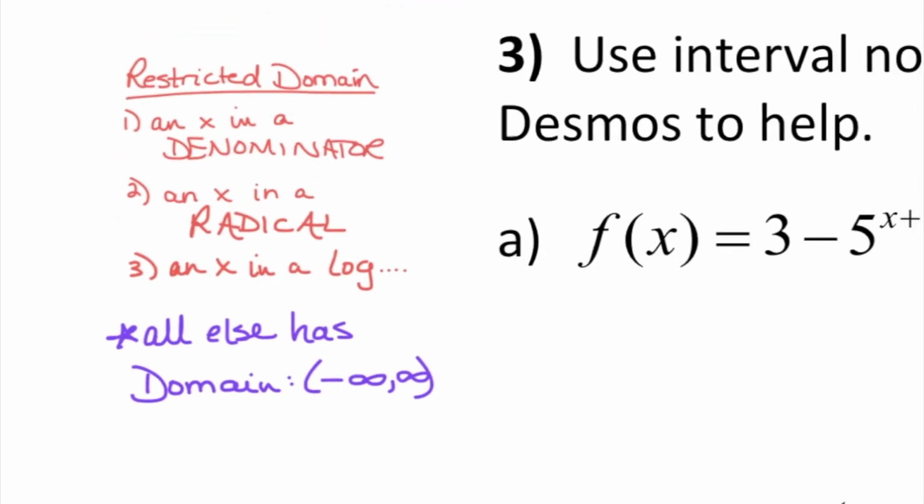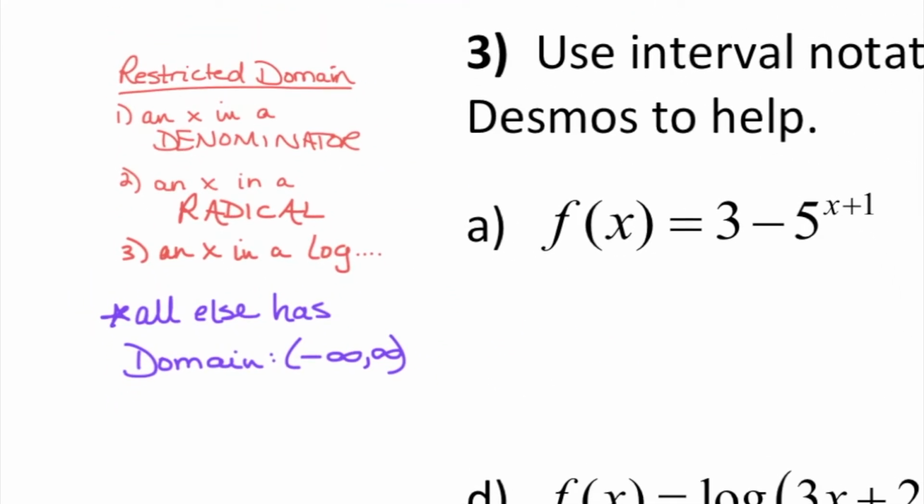And so I want to compare what I just wrote to letter A here for number 3. This equation does not have an x in a denominator. It does not have an x in a radical, and it does not have an x in a logarithm. And therefore, the domain is automatically going to be all real numbers.